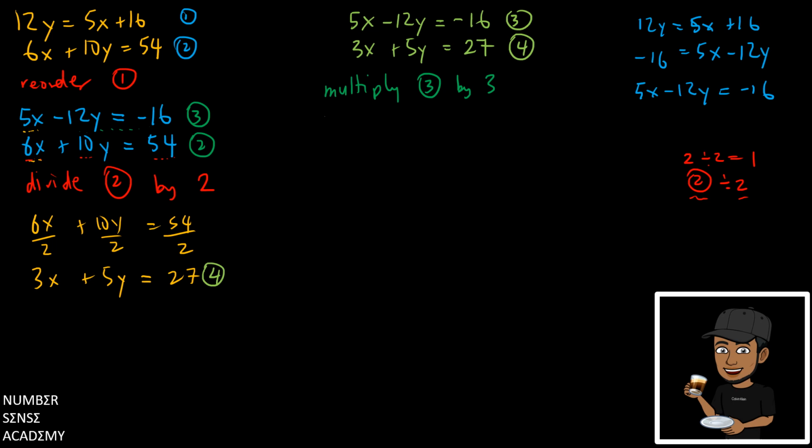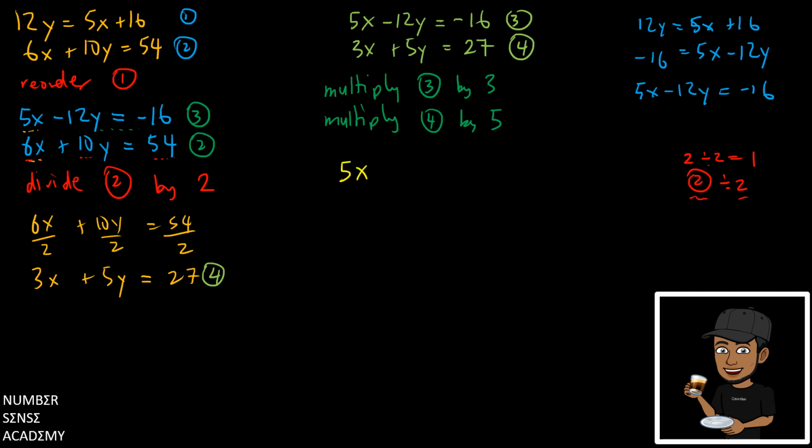And I'm also going to multiply equation 4 by 5. Okay, you could have said multiply equation 3 by 3, then do the multiplication, and then after that, you relabel it, and then you say multiply equation 4 by 5, and then do the multiplication and relabel it, and then write them together. But it's all good.